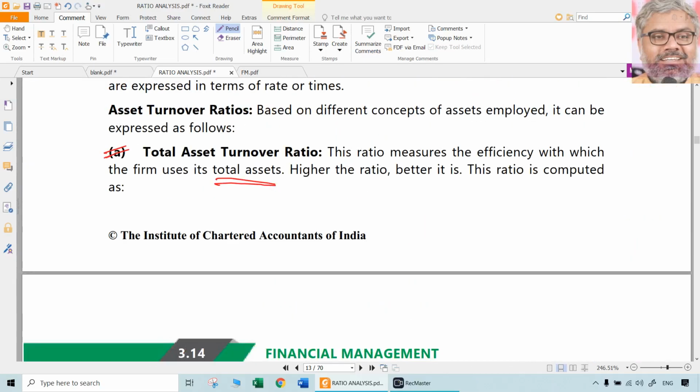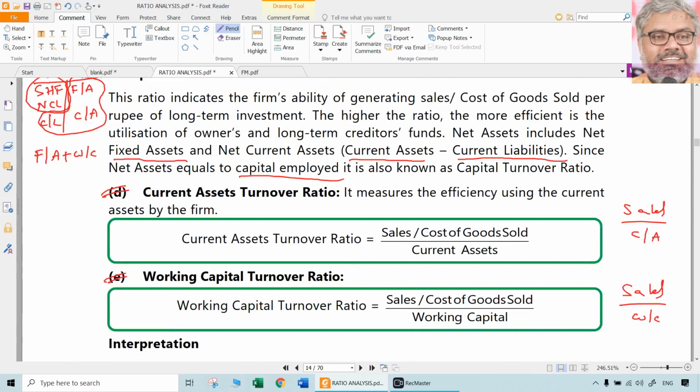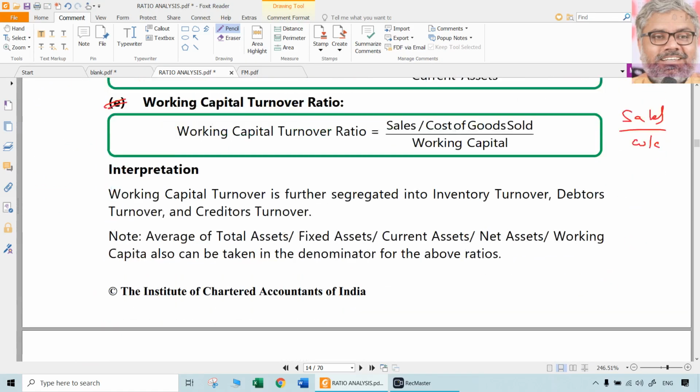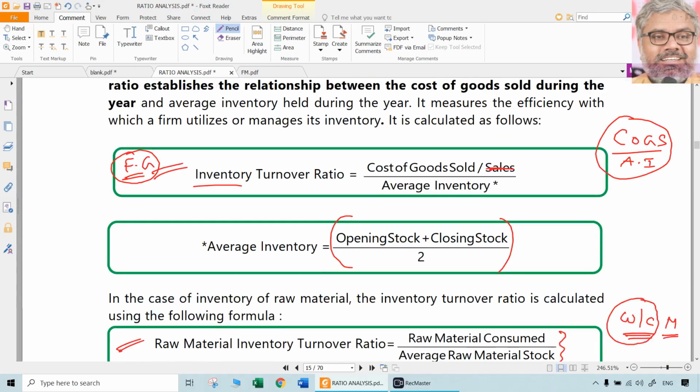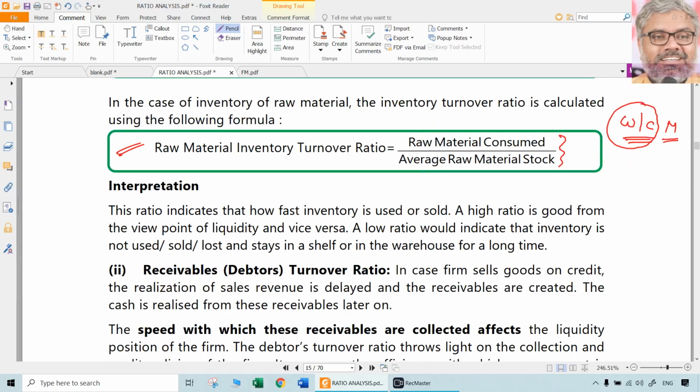In this chapter of ratio analysis, more than the working capital turnover ratios, we will be more interested in other types of turnover ratios like total assets turnover ratio, fixed assets turnover ratio, capital turnover ratio, generally these 3. Current assets turnover ratio, working capital turnover ratio, and further classification of them into inventory turnover ratio, if it is finished goods, raw materials turnover ratio, if it is raw materials, then the formula will again change.